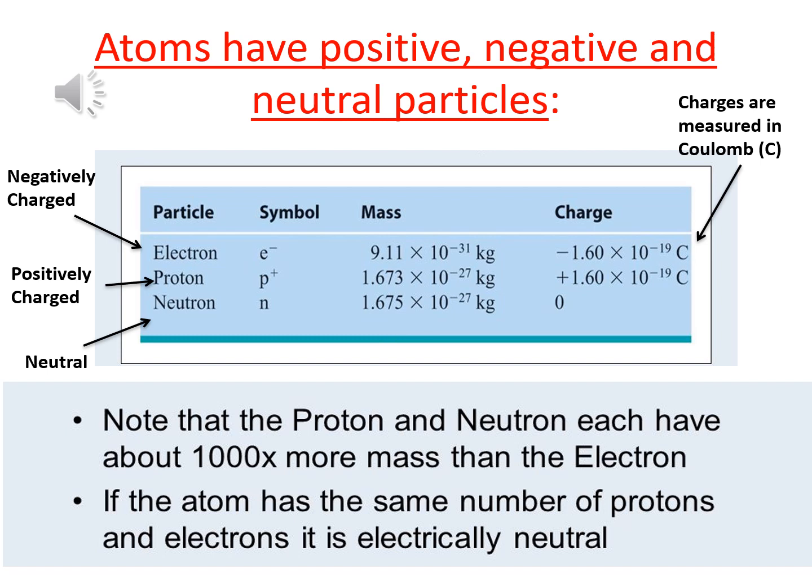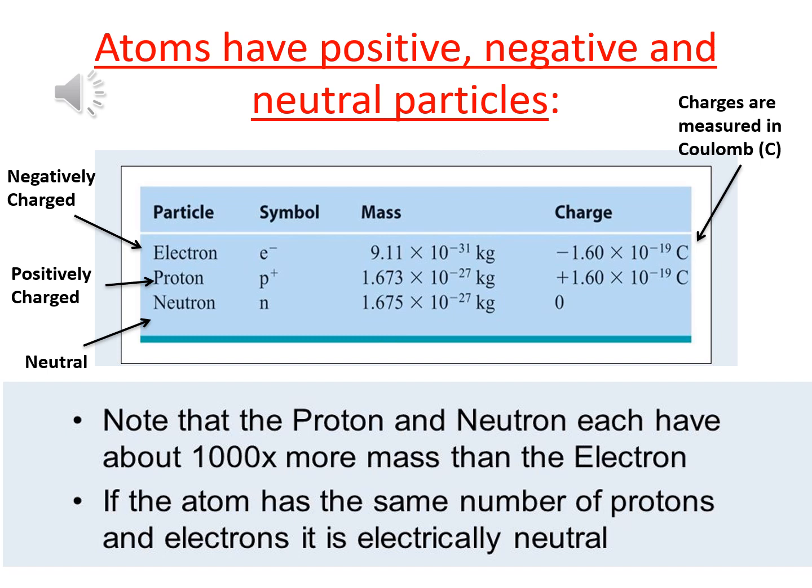Atoms have positive, negative, and neutral particles. The negatively charged particles inside atoms are electrons. The positively charged particles inside atoms are protons, and the neutral particles inside atoms are neutrons. You can see in the table in front of you the symbol for each particle, the mass for each particle and the charge for each particle.